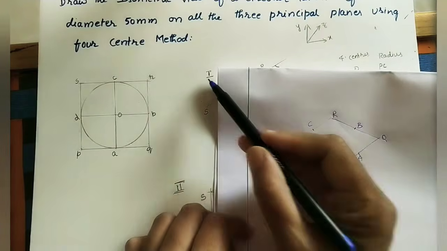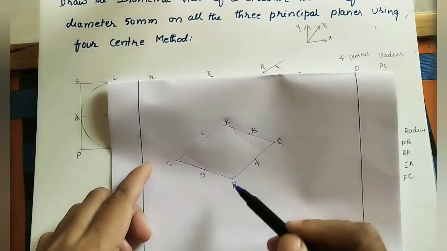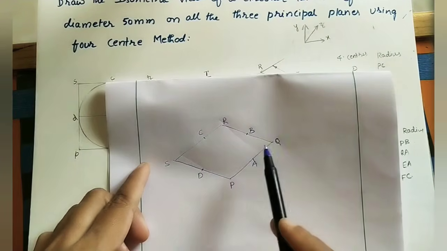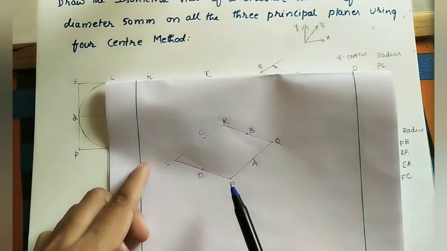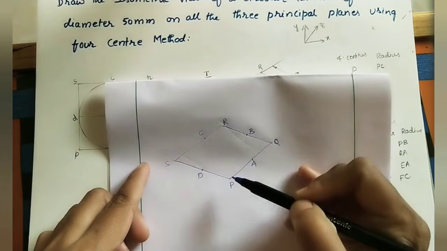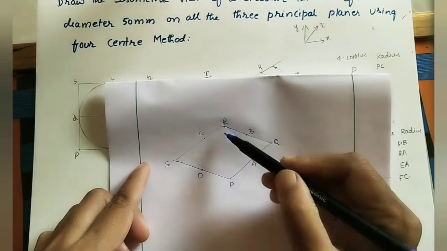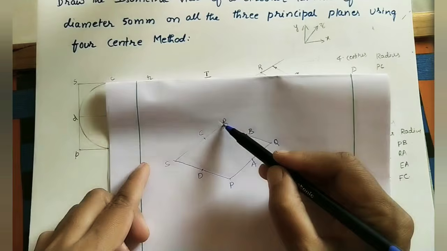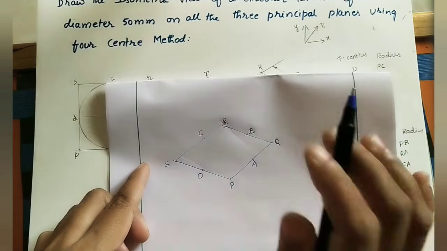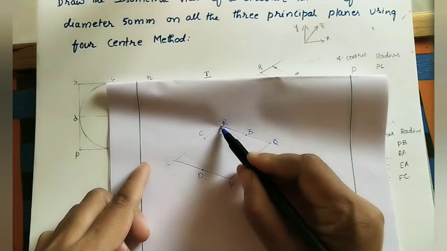In this first method, we did the rhombus like this. Roughly I did here. These are the middle points. SQ is one diagonal and RP is the other diagonal. Which is the shorter one? The shortest is PR. Always take the shorter diagonal's two opposite ends. These two are the centers.